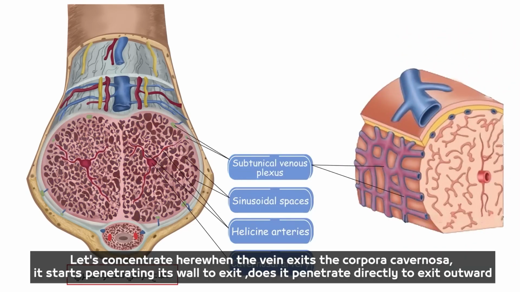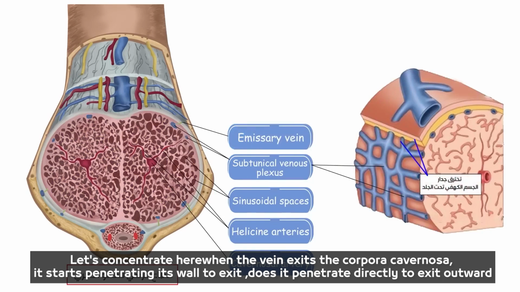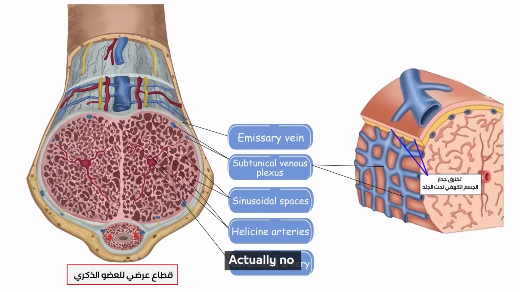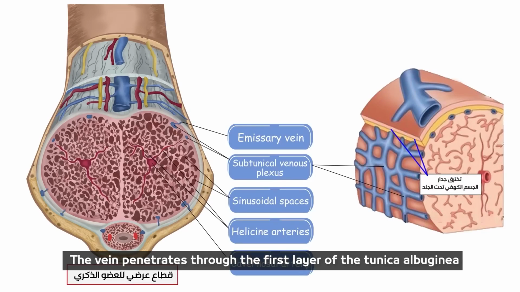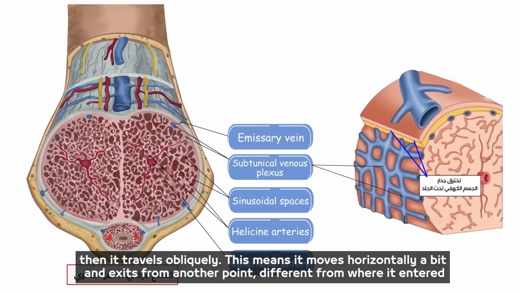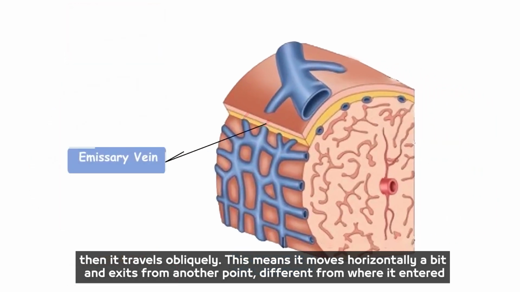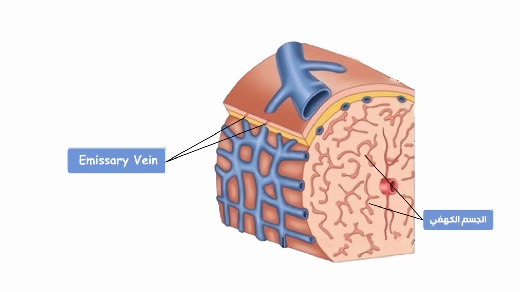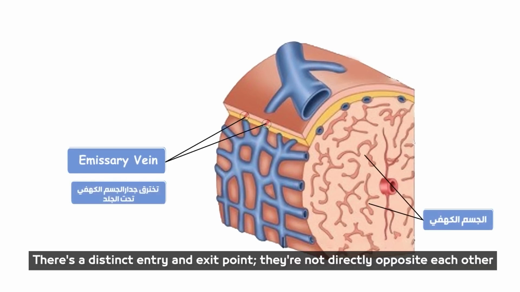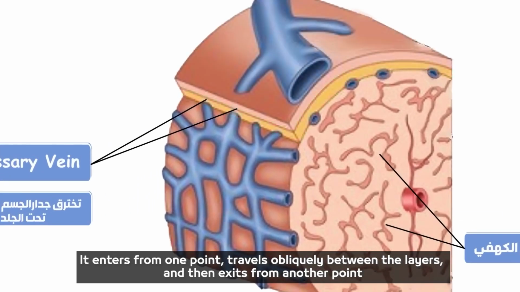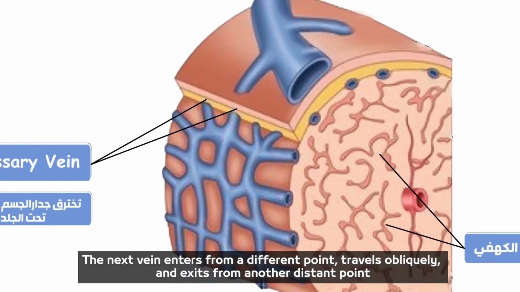Let's concentrate here. When the vein exits the corpora cavernosa, it starts penetrating its wall to exit. Does it penetrate directly to exit outward? Actually, no. The vein penetrates through the first layer of the tunica albuginea, then it travels obliquely. This means it moves horizontally a bit and exits from another point, different from where it entered. There's a distinct entry and exit point. They're not directly opposite each other. It enters from one point, travels obliquely between the layers, and then exits from another point. The next vein enters from a different point, travels obliquely, and exits from another distant point.